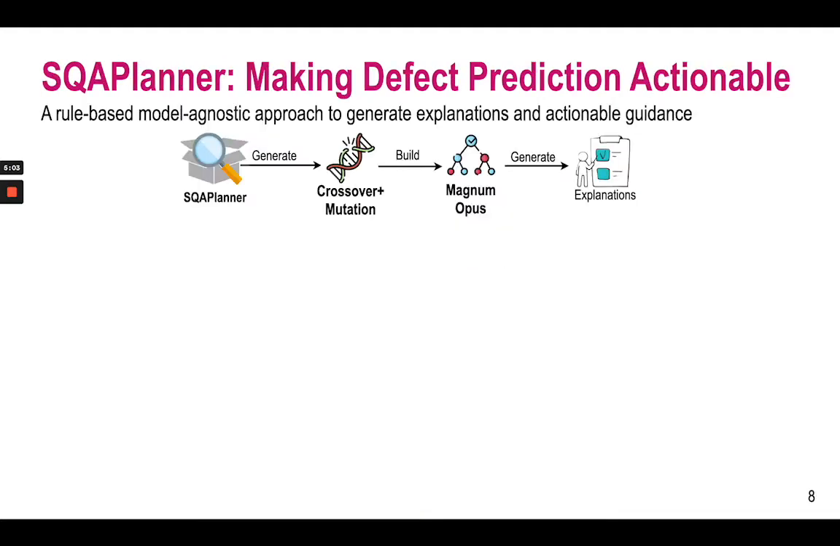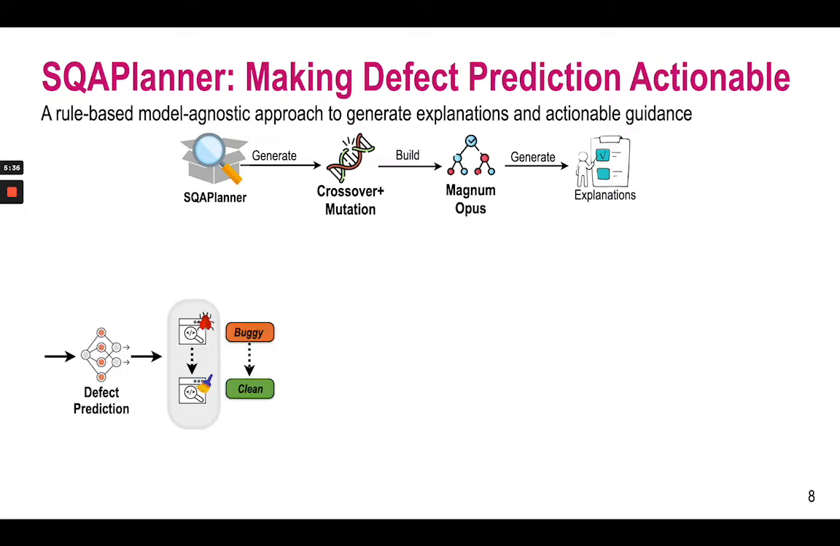So we propose SQAPlanner, which is a local rule-based model-agnostic technique to generate explanations and actionable guidance. Conceptually, at a high level, our approach consists of 3 steps. First, we use crossover and mutation to randomly generate synthetic instances around the neighborhood of an instance to be explained. Then we construct an association rule model using Magnum Opus in order to generate an association rule explanation that achieves the highest accuracy. Let's assume that we have a defect model with predictions to be buggy or clean.